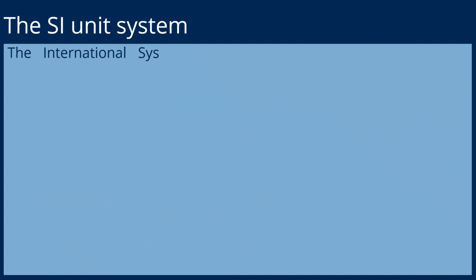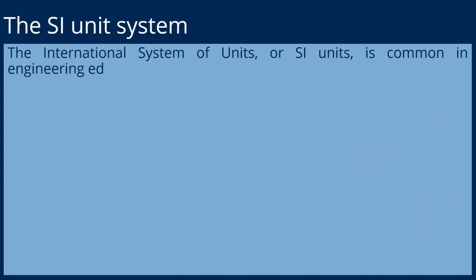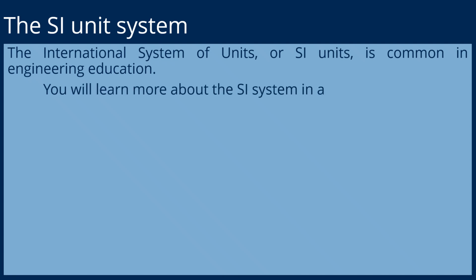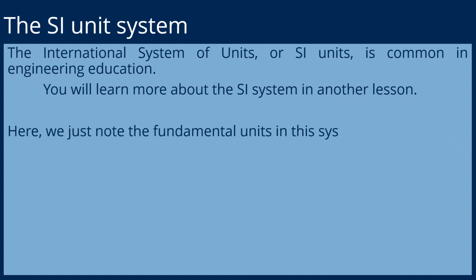The international system of units is the most commonly used in engineering education. Other unit systems are used in industry, but again, the SI unit system is most common in engineering education. You will learn more about the SI unit system in another lesson. Here, we just want to indicate what are the fundamental units in the SI system.